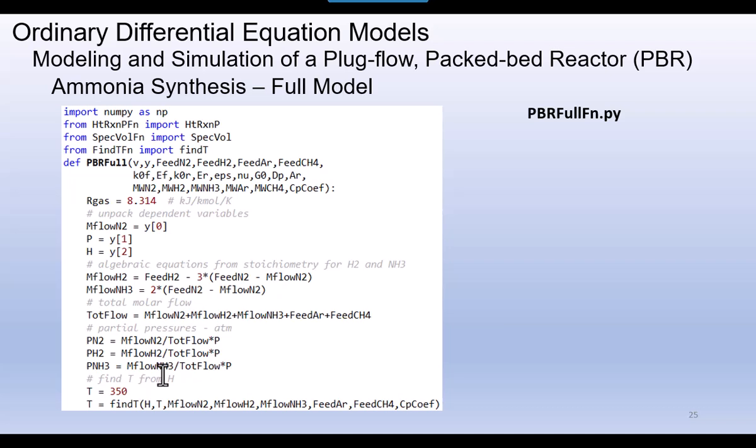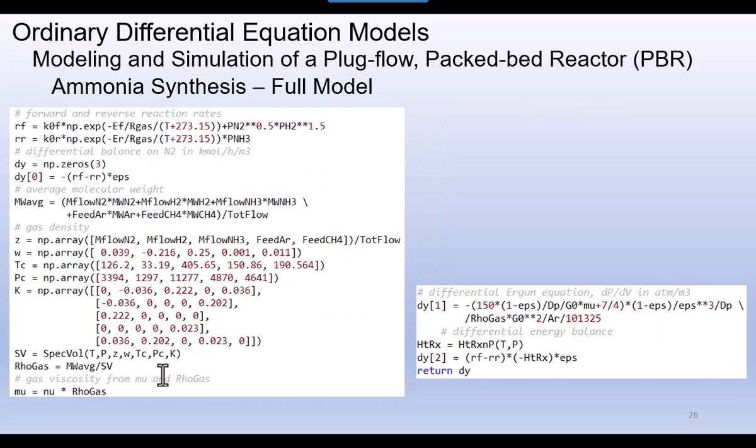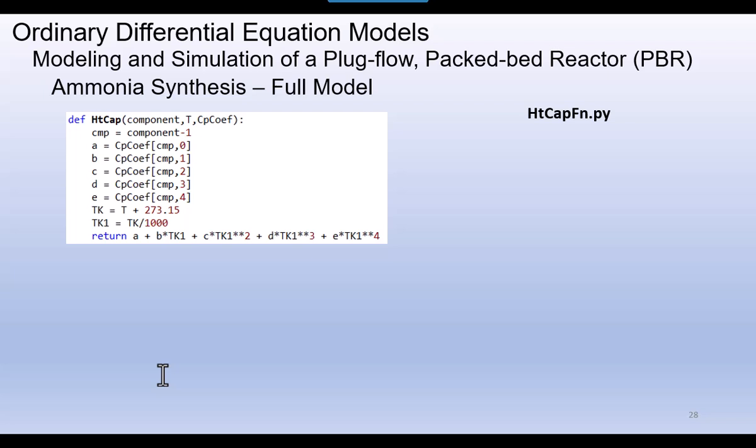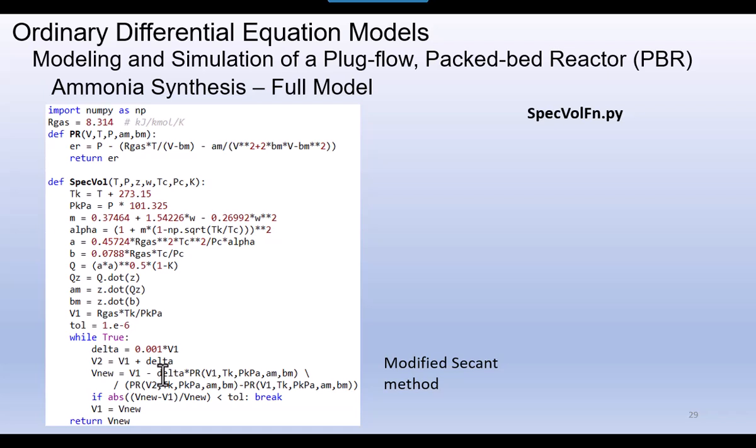And then this is the first part of our function that computes our derivatives, and this is the second part. We went through all that with you. And then this is the function that finds the temperature based on using the f of h function, using the modified secant method. Here's the same heat capacity function as before. And this is the function that solves the Peng-Robinson equation of state for the specific volume, again using the modified secant method.